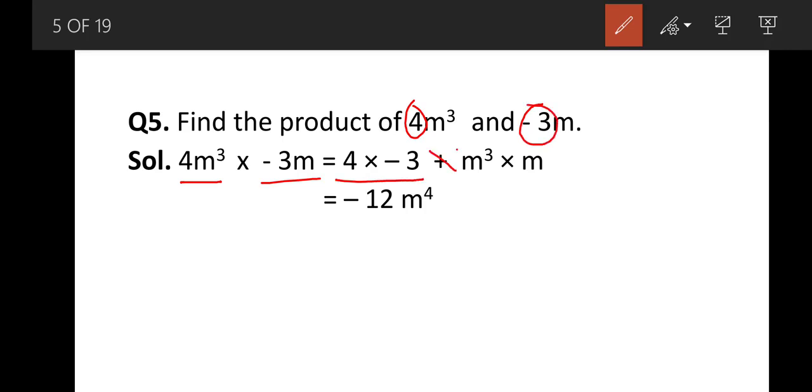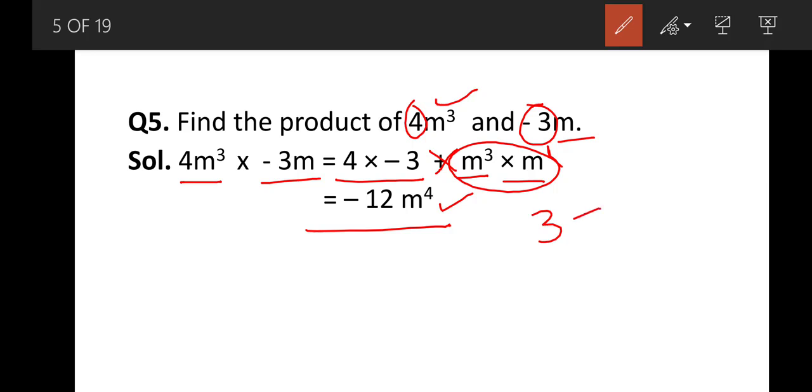Here multiplication sign will be there. Then the literal coefficient of first term is m cube. Literal coefficient of another term is m. So it will be m raised to the power 4. So your answer is minus 12 m raised to the power 4. Powers base is same. Here in this, powers will add up. Here the power of m is 1 and 3 plus 1, it will give you 4. So it will be m raised to the power 4.